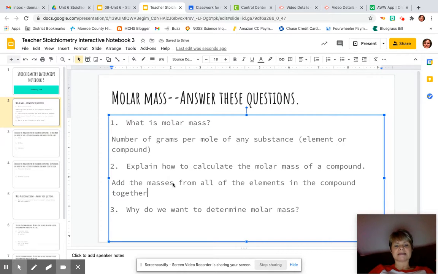Right? And then the masses are going to be from the periodic table. So you're going to add the masses from the periodic table of all the elements in the compound. You're just going to add them all together. And again, when we get these masses from the periodic table, we will be rounding the masses to the first place past the decimal.